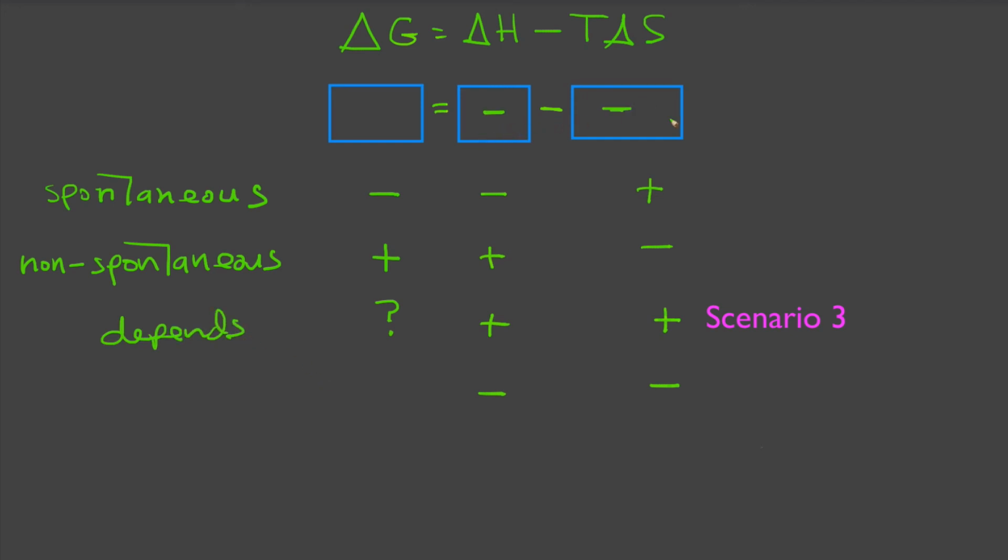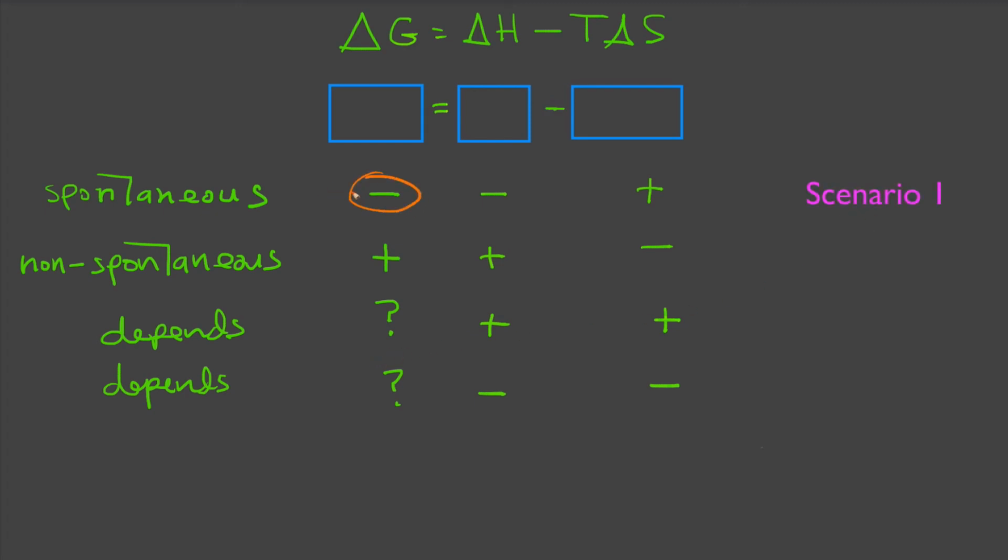And the same is true for the last scenario. Again, consider our little math trick. What you have is a negative number with a positive number added to it, essentially. In this case, if delta H is larger, then delta G is going to be negative. But if delta S is larger, then delta G is going to be positive. So again, we do not know. It just depends on which one is larger. And that's your four scenarios.